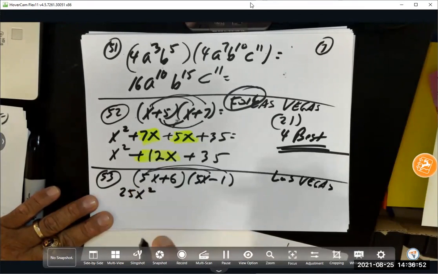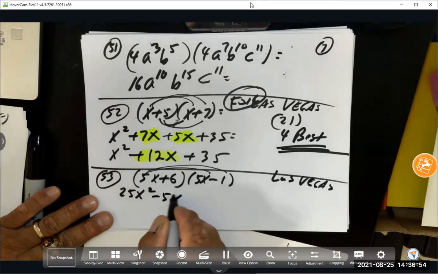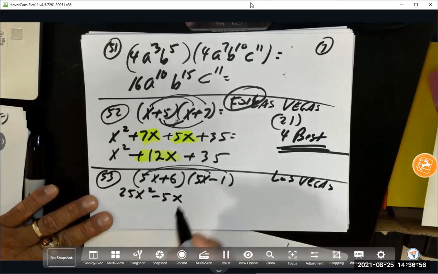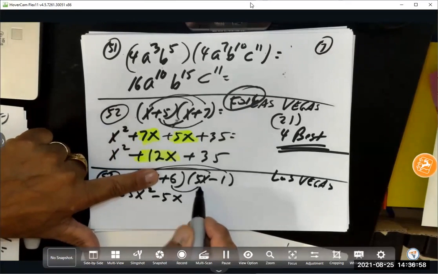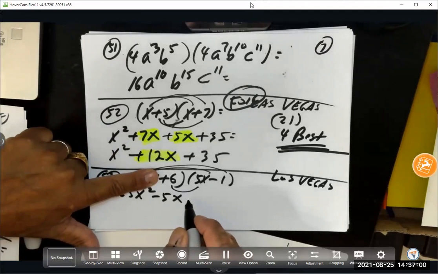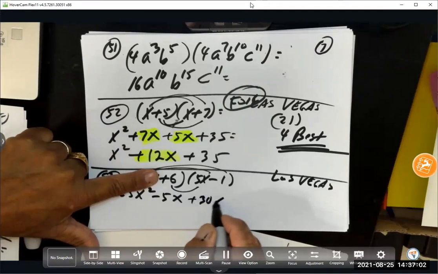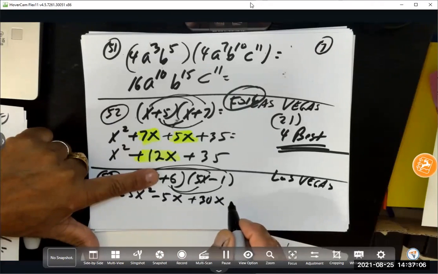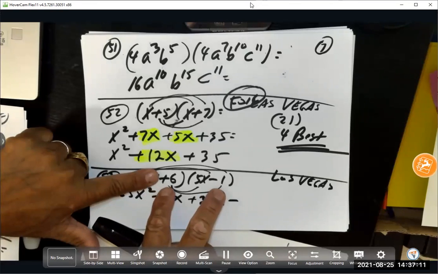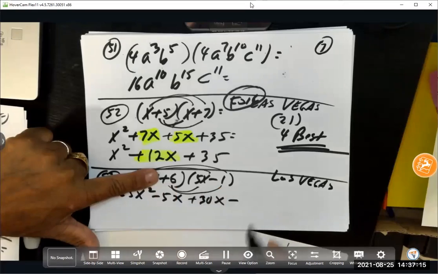Negative 5x. Negative 5. 5x. All right, and now we're here. 6 times 5x is 30x. And 6 times negative 1 is negative 6. Positive 5 times... multiplication. Multiply 6. Oh, negative 6. There you go. Okay, is everybody okay with my numbers?